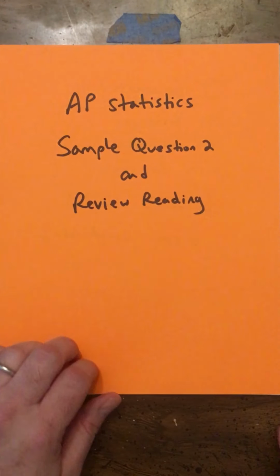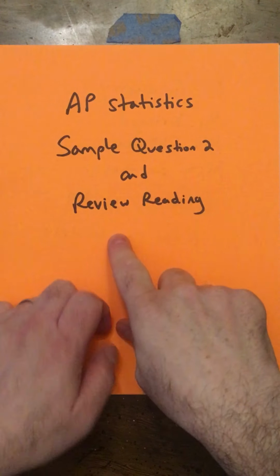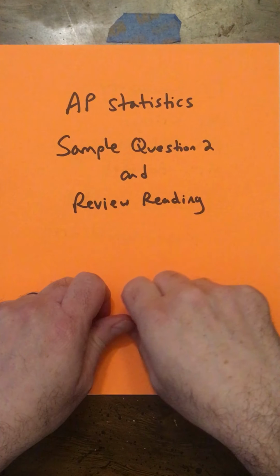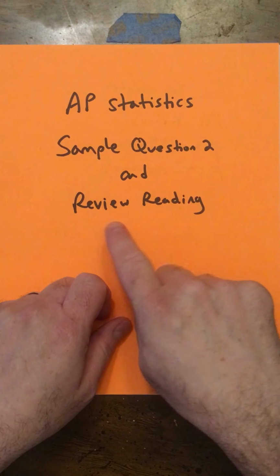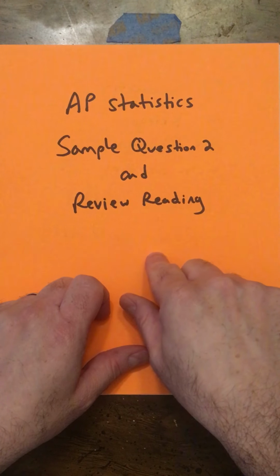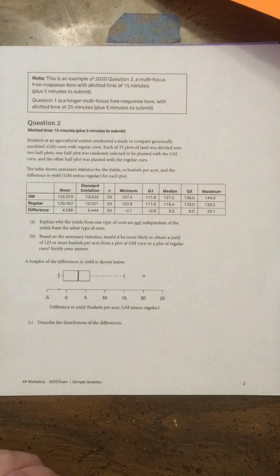We're going to do another review. This time we're going to go over that sample question that the AP board provided in the AP statistics. And then we're going to do a review of the reading I want you to do. There are some things in there that I think are important to go over. All right, so let's take a look at this question.